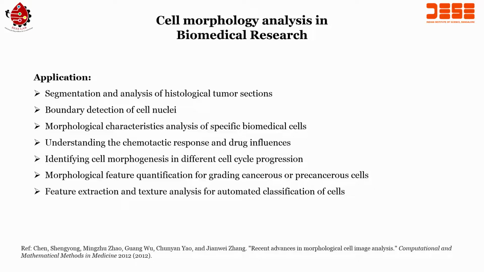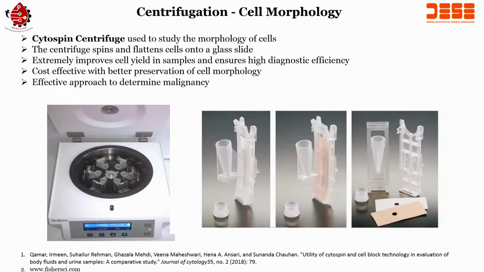Now if I want to further understand the research components or biomedical research components, if you want to understand the analysis of the cell morphology, then the applications are: segmentation and analysis of histological tumor sections, boundary detection of cell nuclei, morphological characteristics analysis of specific biomedical cells, understanding the chemotactic response and drug influences, identifying cell morphogenesis in different cell progression, morphological features quantification for grading cancerous or precancerous cells, and finally feature extraction and texture analysis for automated cell classification. So, there are several applications if we understand the morphology and want to do the analysis.